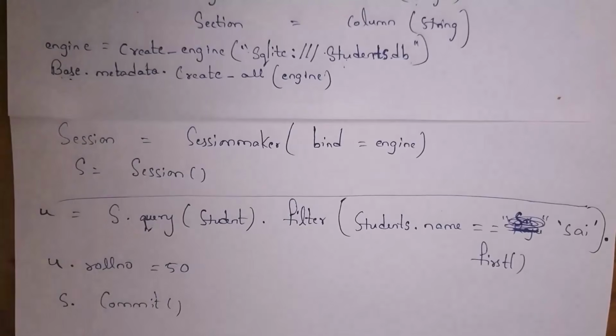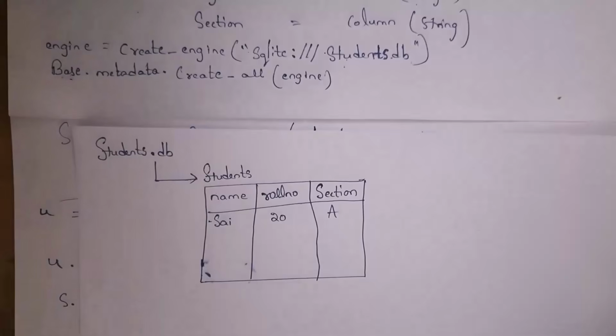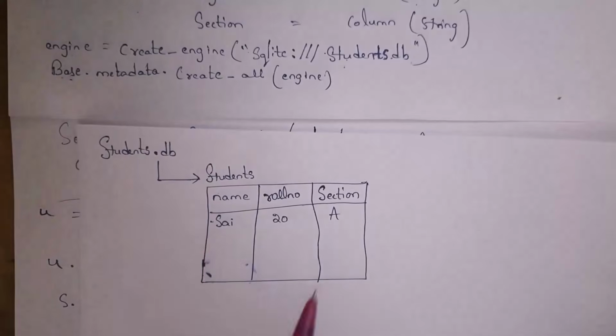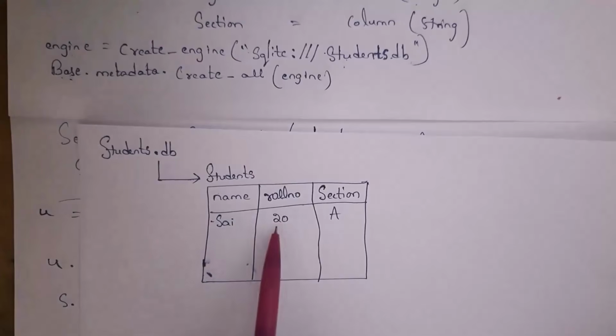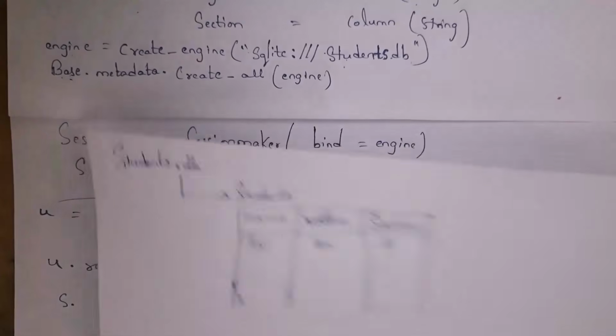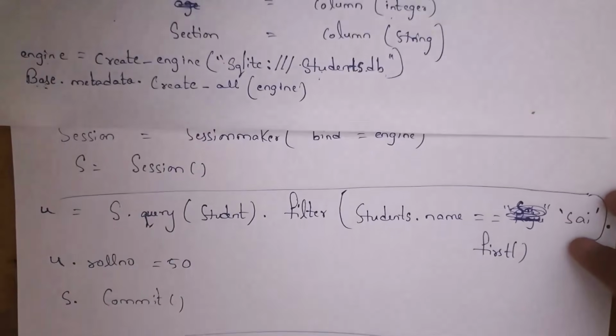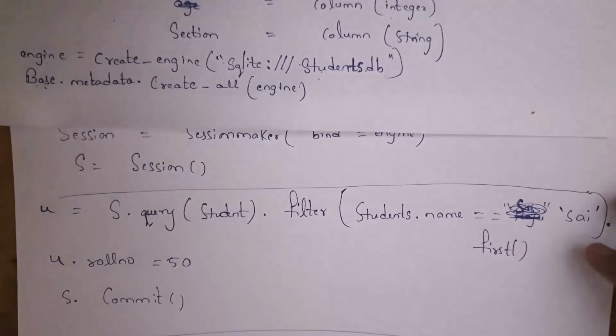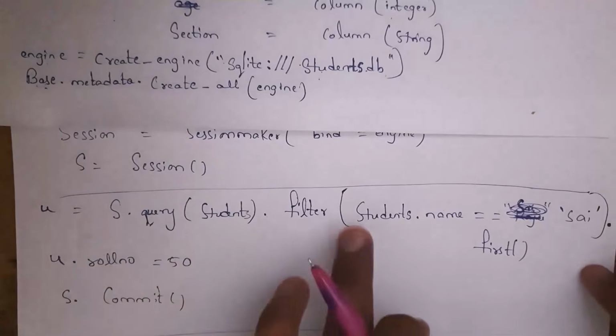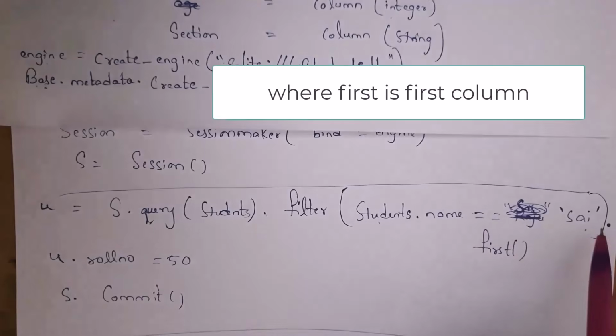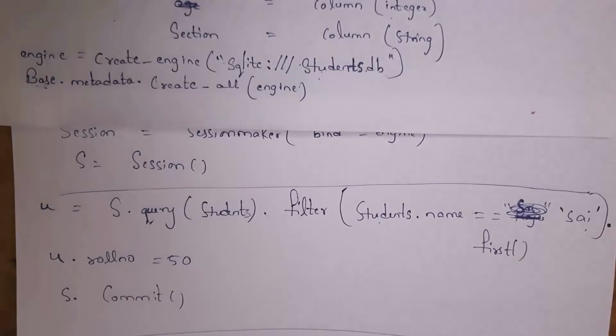Update is nothing but, for example, this is my table. My table contains name Sai, roll number 20 and section A. Now I want to change this Sai roll number from 20 to 50. So I write program for this. So same program. After s equal to session, just write here, you can take any variable name. I am updating data. So I am taking variable name as u equal to s dot query of students dot filter of students dot name equal to Sai dot first.